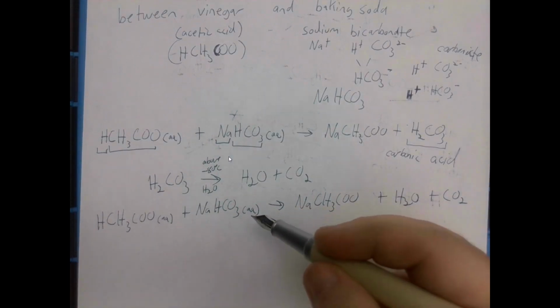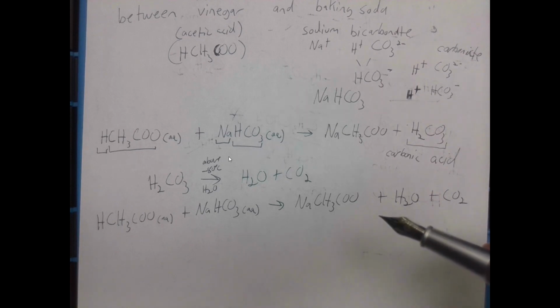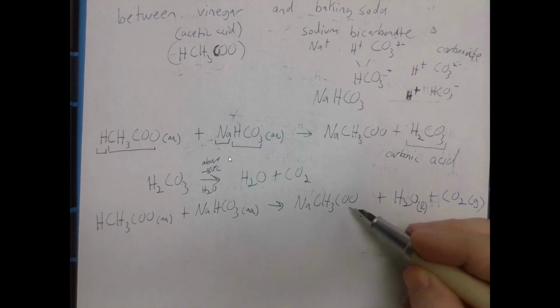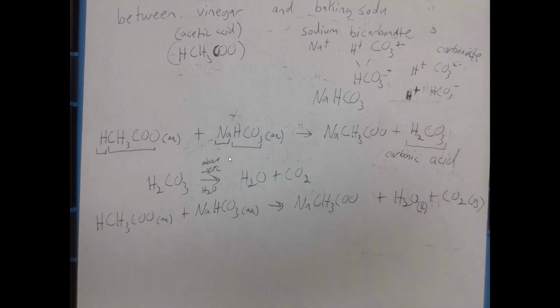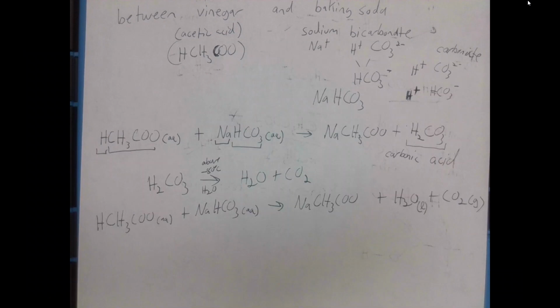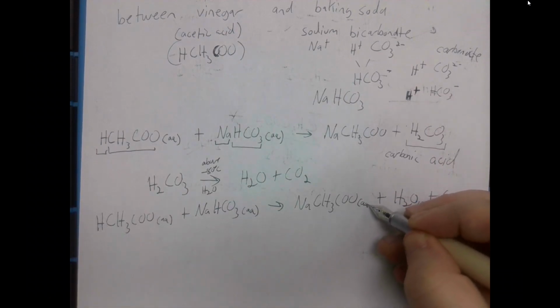Which, this is the volcano experiment. What is produced during the volcano experiment? Gas. This is our gas that's being produced. Water is a liquid. Is this soluble? Sodium acetate? That was literally my supersaturation thing where I dissolved a ton of it in a little bit of water. Anyway, anything with acetate is soluble. So this would be aqueous.